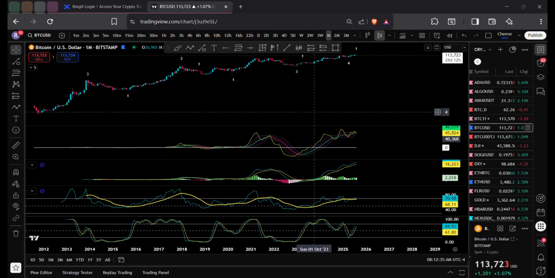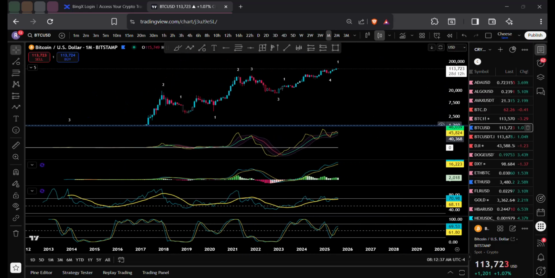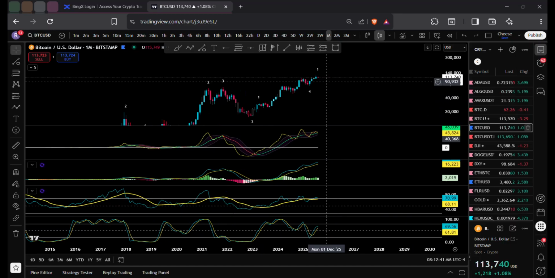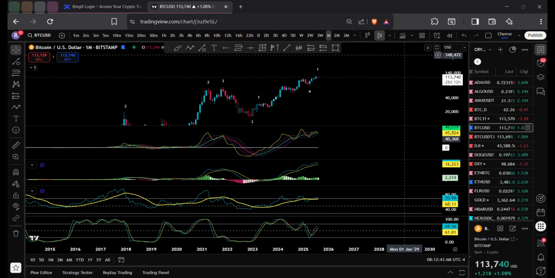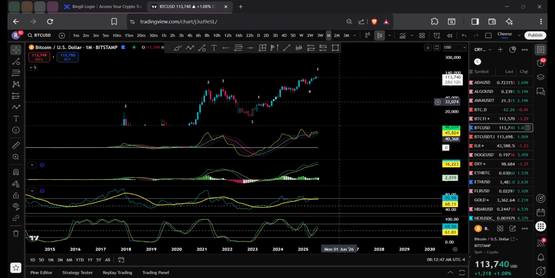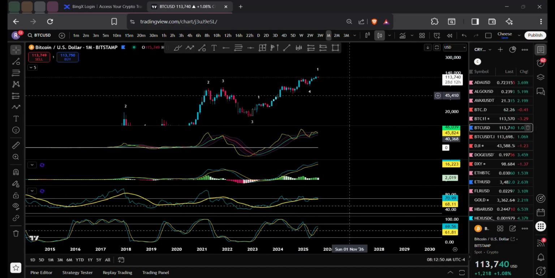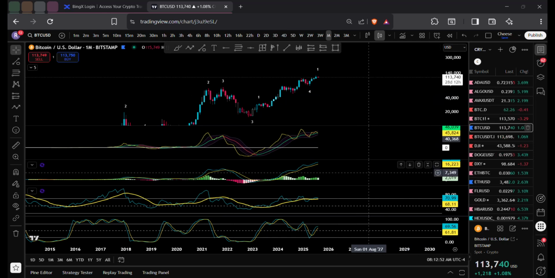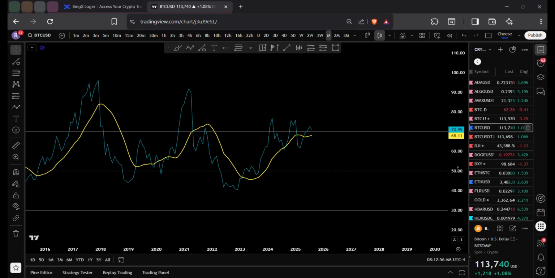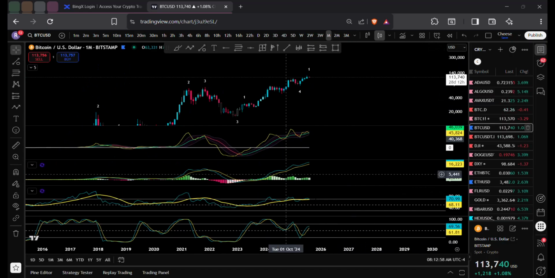Well, the first thing I'm looking at is indicators. I want to see if they're lining up with bullish sentiment or bearish sentiment. Are they going with the bullish sentiment or are they going against it, right? So the first thing that I noticed is the RSI. The RSI is always going to be the faster mover of the moving averages.